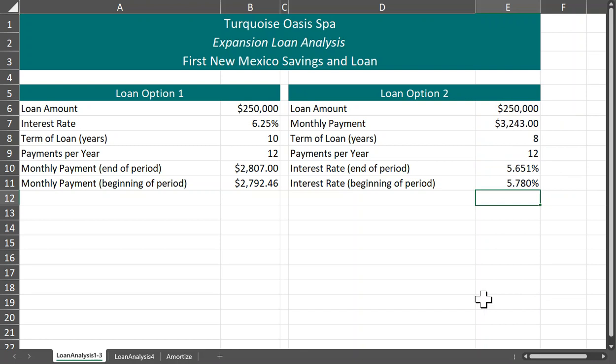So there's the difference between the interest rates at the beginning or the end of the period to get this monthly payment. So that is our first loan analysis, where we are actually calculating the monthly payment at the beginning or the end of the period and the interest rate at the beginning or the end of the period.